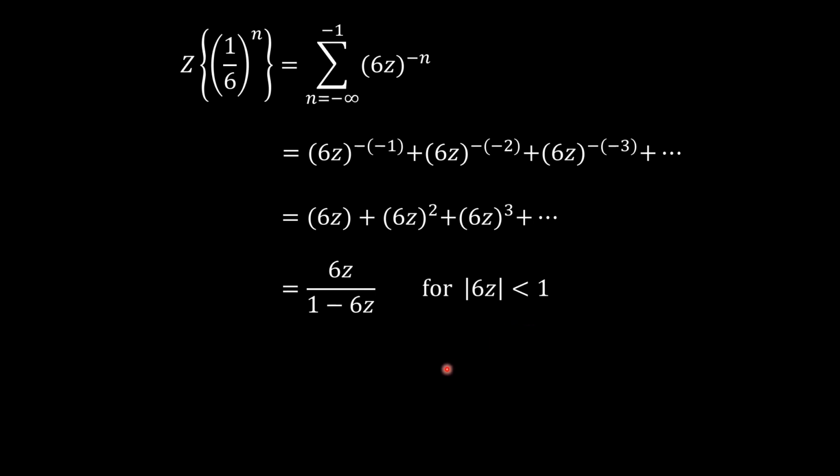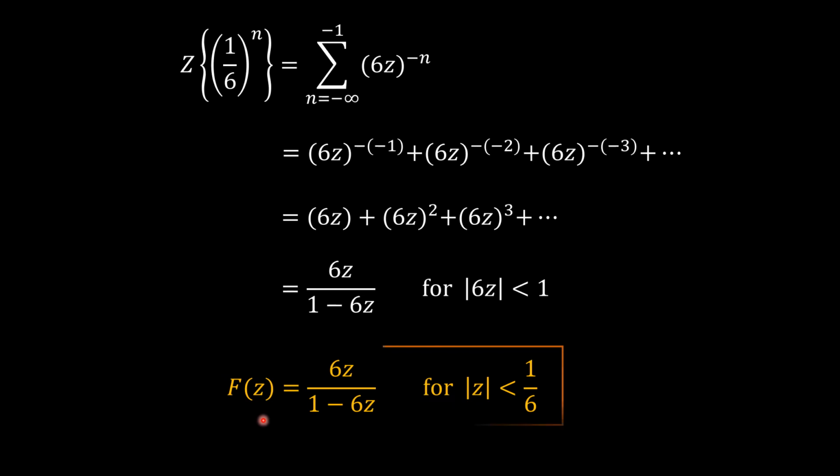Simplifying the region of convergence, we get the Z transform of the given function as f of z equal to 6z upon 1 minus 6z for mod z strictly less than 1 by 6. So this is the required region of convergence. It is the circle with center at origin and radius equal to 1 by 6, and the region of convergence is the portion inside the arc of the circle.